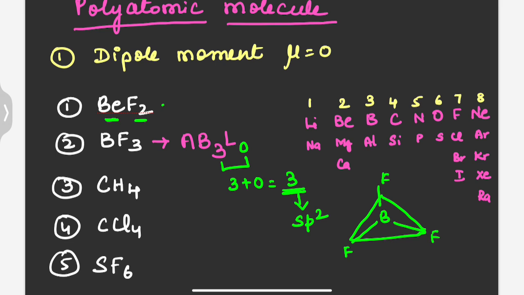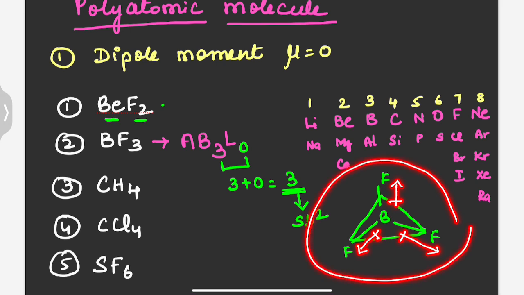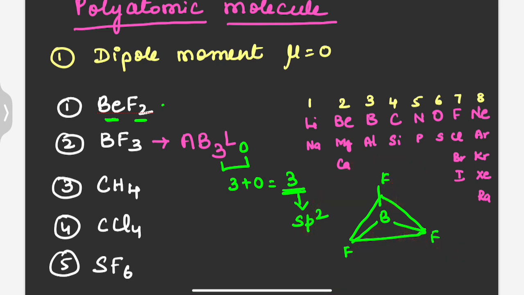Now the dipole moment which is exerted by this fluorine. Always the arrow mark should be towards the more electronegative atom. So you will write like this, and here you will write like this, towards the fluorine atom. Since it is a planar molecule, meaning the molecule is exhibiting symmetry. If it is symmetric, then you can say that the dipole moment will be equal to 0.